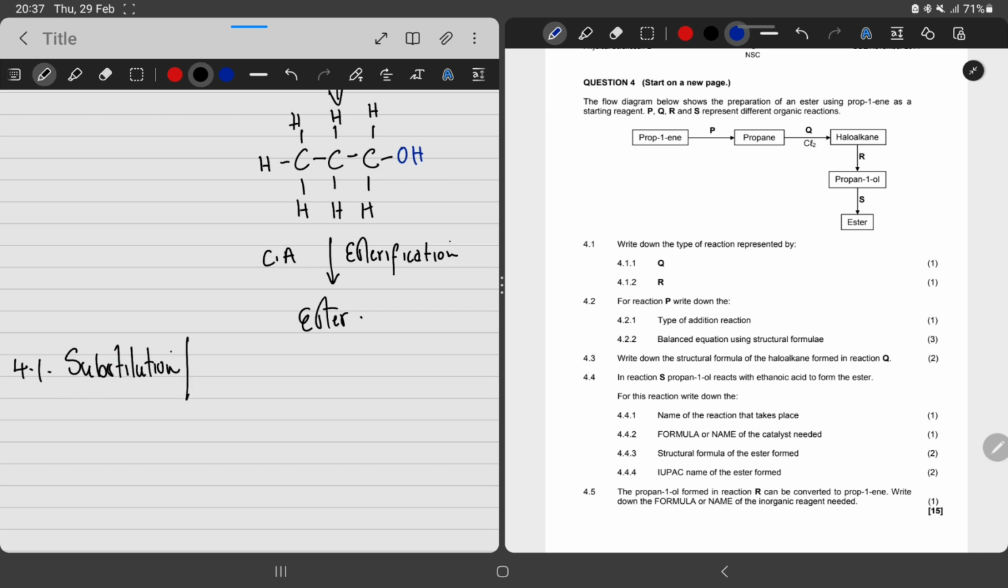Or you can say it is a chlorination reaction because you are replacing the hydrogen with what? With the chlorine. So chlorination. Or you can say it is halogenation because chlorine is a halogen. Halogenation. That's 4.1.1. 4.1.2, the type of reaction represented by R. We are moving from a haloalkane to an alcohol, so that is hydrolysis.